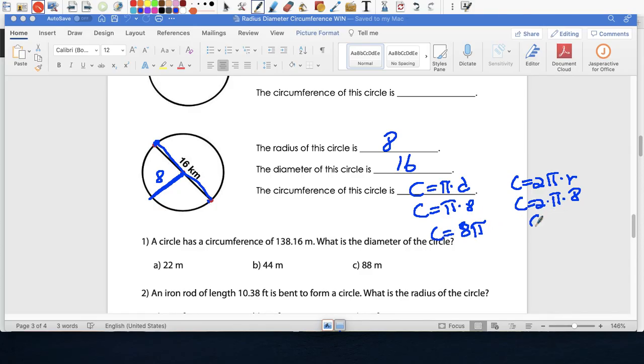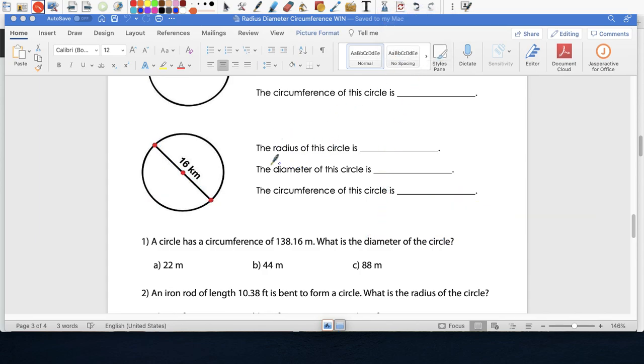And then on the right side, if I multiply, I made a mistake. This shouldn't have been 8, it should have been 16. Pi times 16, or 16 pi, right? Because the diameter is 16. And on this side, 2 times 8 is 16. And then you bring in the pi, and notice that you get the same exact answer. So it's a matter of preference. I prefer C equals pi d.